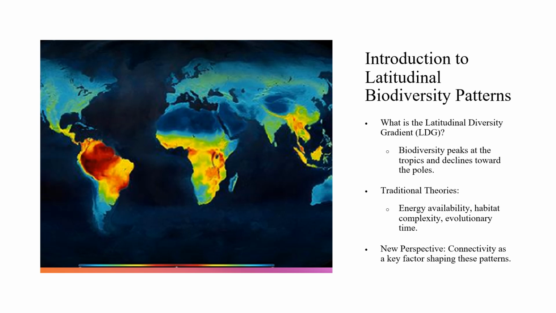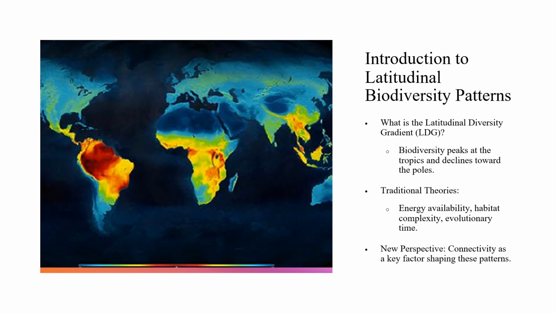A second reason that's been proffered is habitat complexity. If you take, for example, coral reefs in tropical ecosystems, they provide more ecological niches, allowing more species to coexist. A third one is evolutionary time. This proposes that the tropics have been geologically stable for longer periods of time, allowing more time for speciation to occur. However, another key factor shaping biodiversity in the oceans is connectivity.